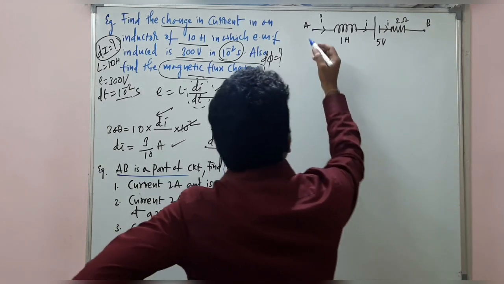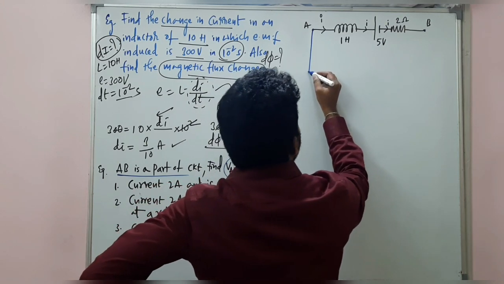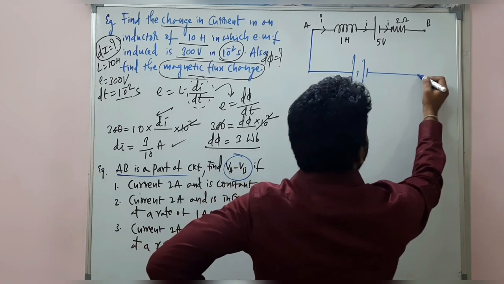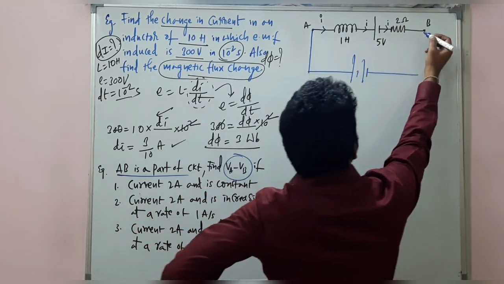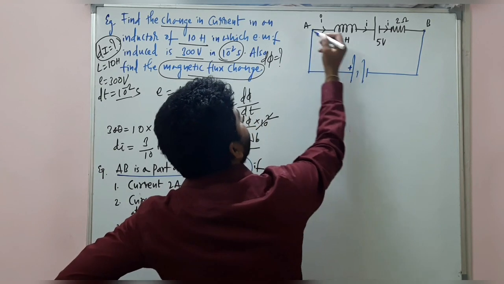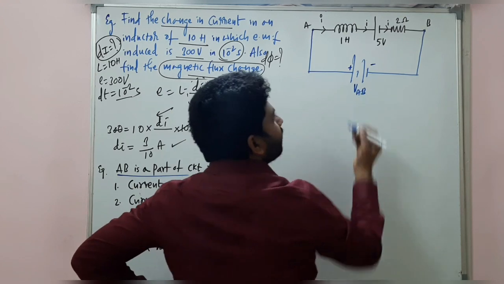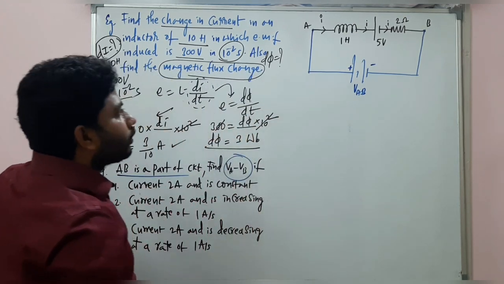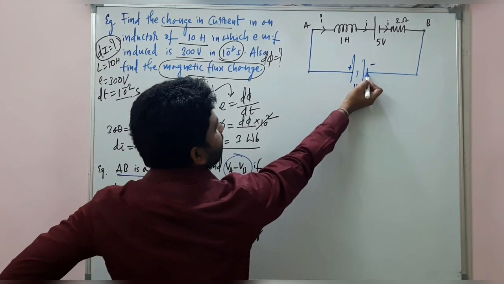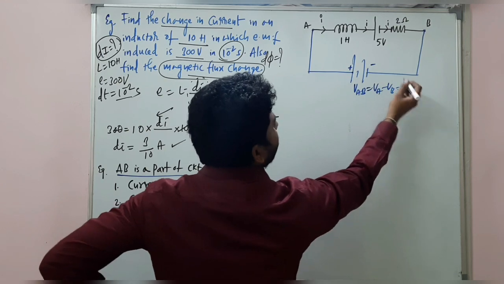If I make a circuit here, carefully see. As the current is flowing in this direction, I can imagine A is at high potential and B is at low potential, and this is called VAB. And you know, VAB is equal to VA minus VB. That's the potential difference between these two points. Understand? So VAB is equal to VA minus VB, and that's our aim.